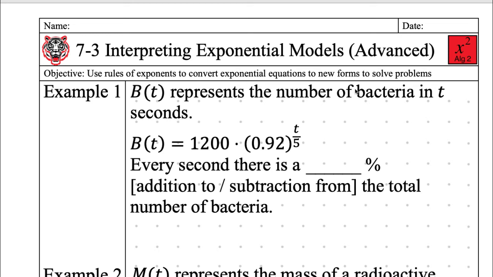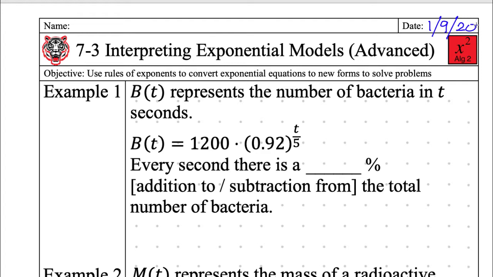All right, so today we are in Algebra 2. Today's date is Thursday, January 9th, 2020. Make sure that your name and date are on your piece of paper. We are talking about interpreting exponential models.